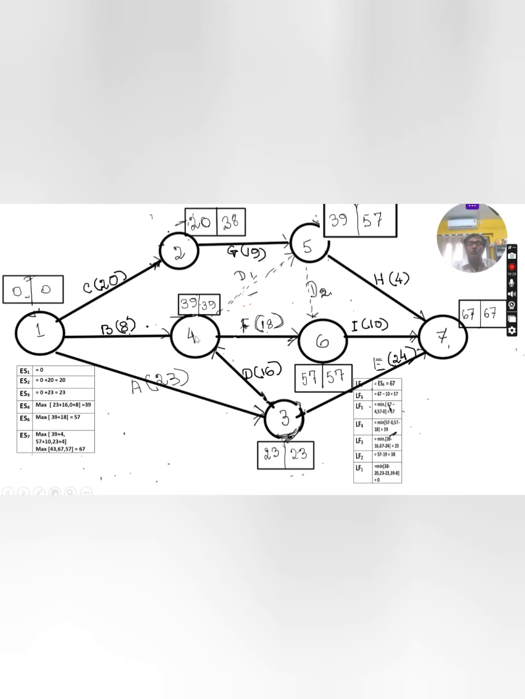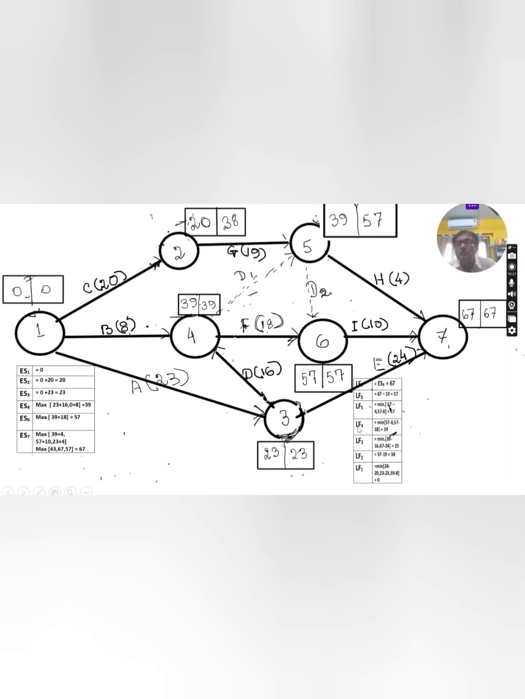Now next is 4. Which activities are emanating from this node? 4, 5 and 4, 6, two activities are coming out from here. You must complete all these activities. What will be the latest finish time? The latest finish time for this is 57 minus 18. 57 minus 18 is 39, and this is 57 minus 0. The time value of dummy is 0. That means both are 39. That means the minimum in this case is 39.